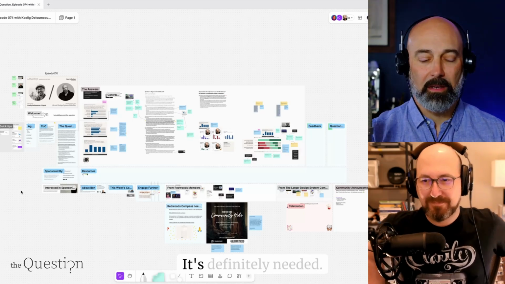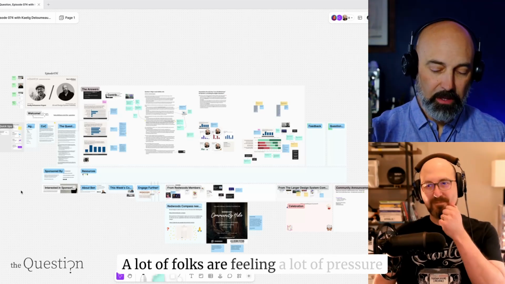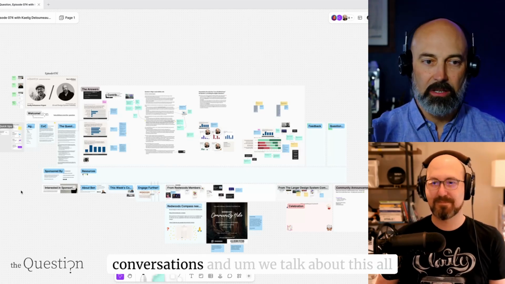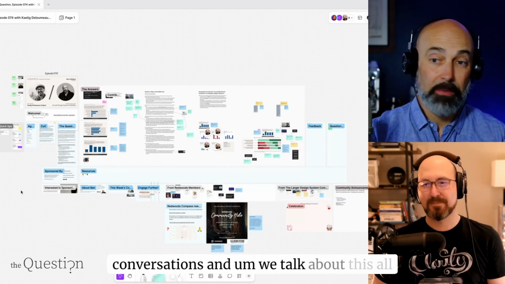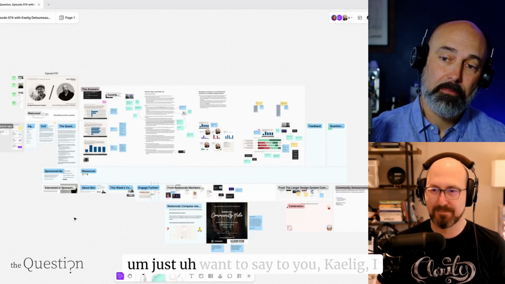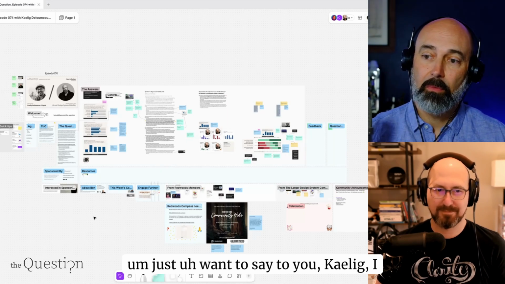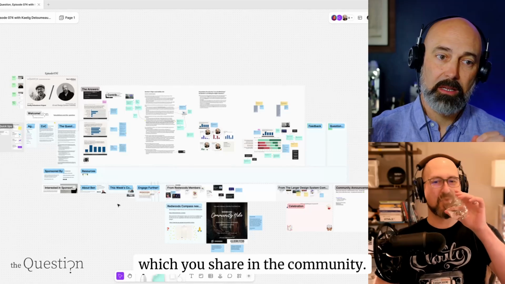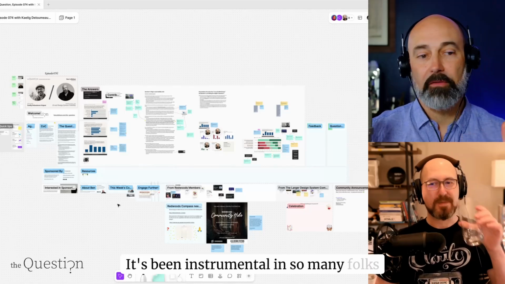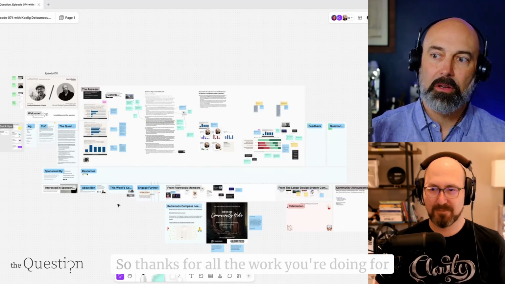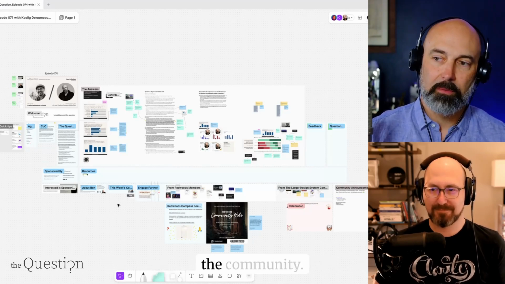Yeah, it's definitely needed. A lot of folks are feeling a lot of pressure right now. I know this. I'm hearing those conversations, and we talk about this all the time over in Redwoods. And I just want to say to you, Kaelig, I really do appreciate the generosity with which you share in the community. It's been instrumental in so many folks' careers and the success of so many systems programs. So thanks for all the work you're doing for the community.